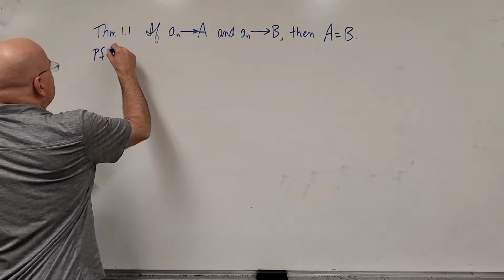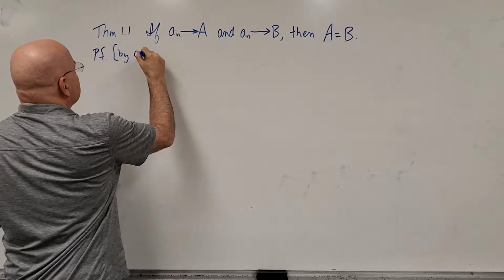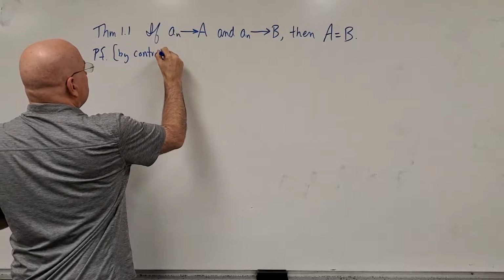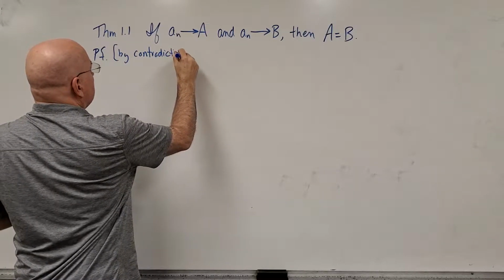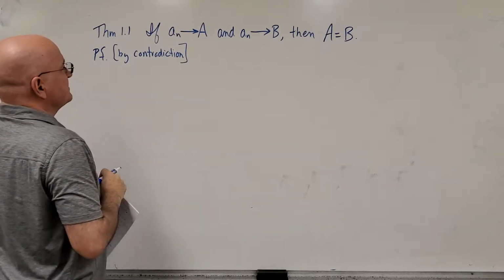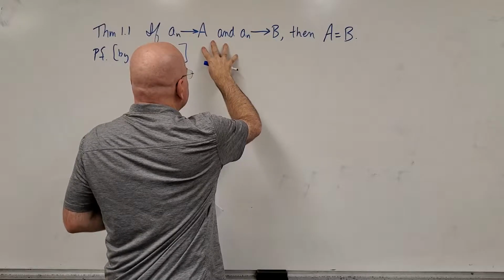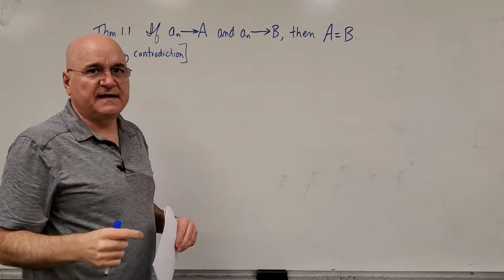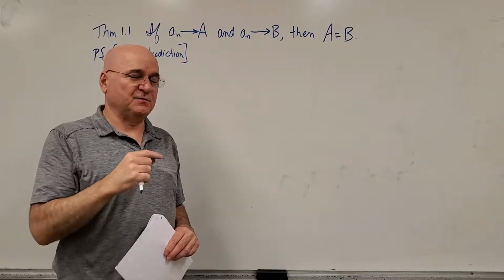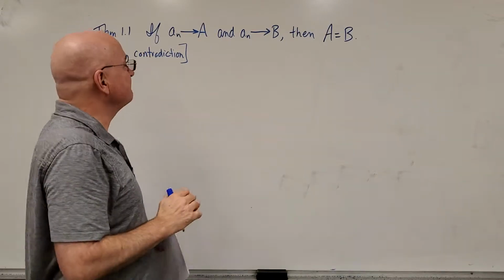All right, I'll make a note that it's by contradiction. And if we're specifically proving that this false implies this false, then you could say it's a proof by contrapositive. We'll see when we finish the proof if we did that.